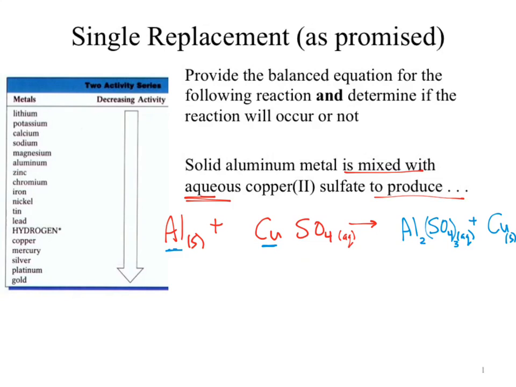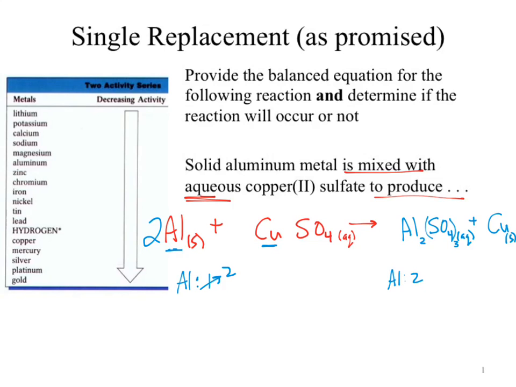Okay, so where do we start balancing our equation? Doesn't matter really, just pick something. Yeah. Aluminum, how many aluminums do we have? 1. How many aluminums do we have on the product side? 2. Is that balanced? No. What do we need to do? Put 2 in front of the aluminum. We need to make that a 2.